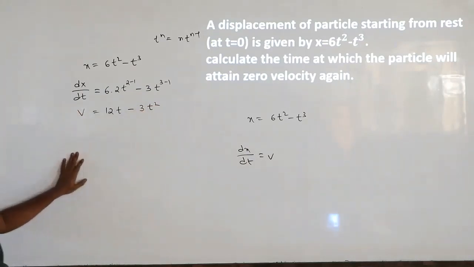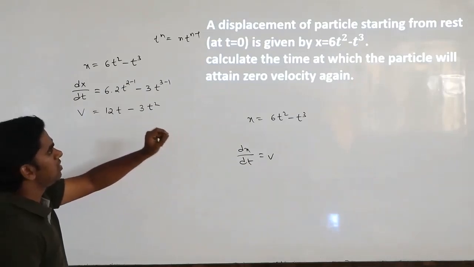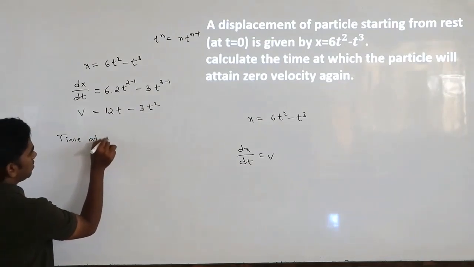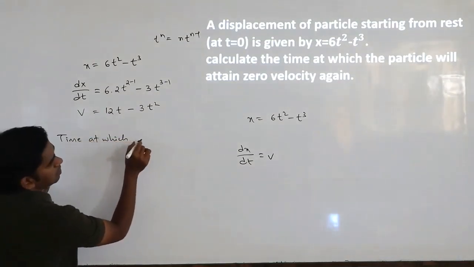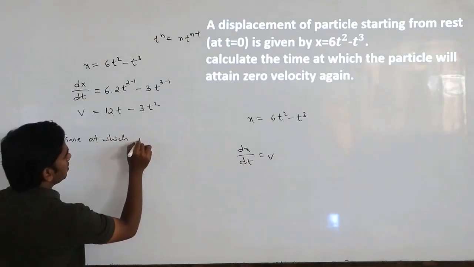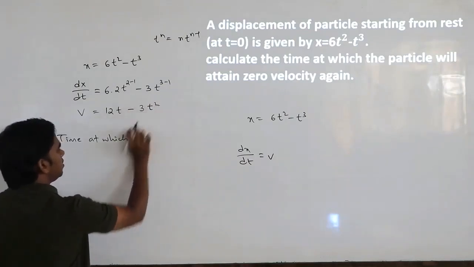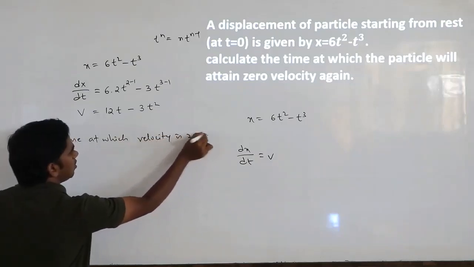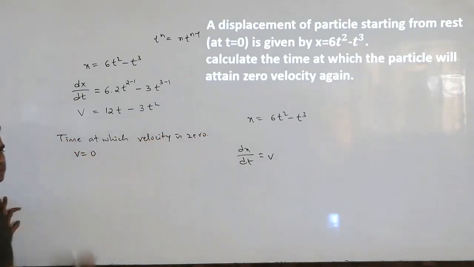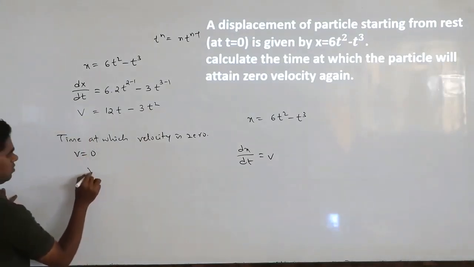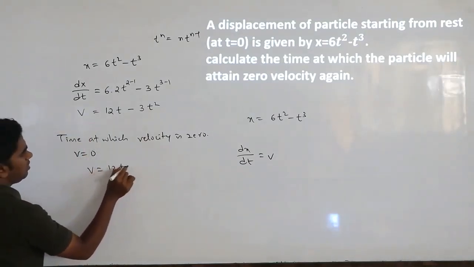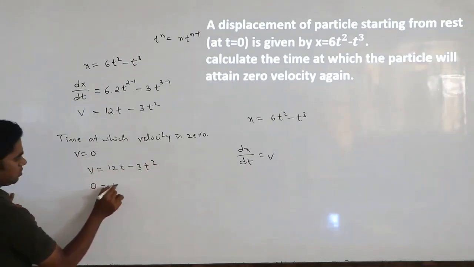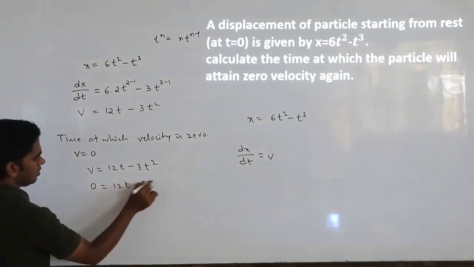Okay, what they are asking: calculate the time at which the particle will attain zero velocity, means at which velocity is 0. Velocity is 0 means what? We have to take v equals 0. So take this one, v equals 12t minus 3t square. Substitute v equals 0. So 0 equals 12t minus 3t square.